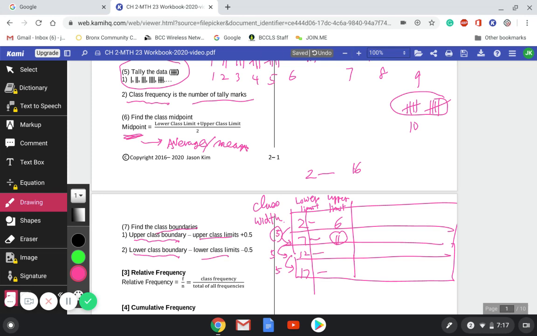And how do you find the upper limit of the next class? 1 less than the next one, 17. So it's 16.